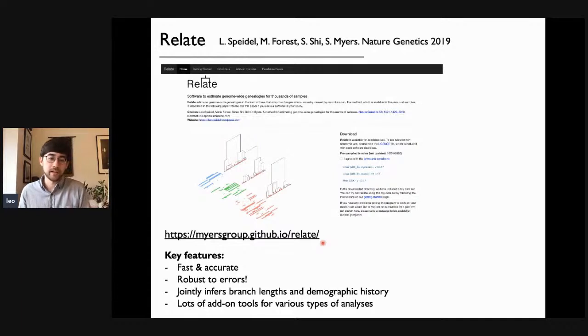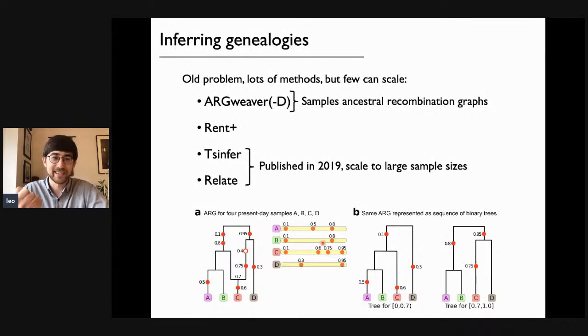And then the fourth point is that there are lots of add-on tools for various types of analyses. So that's really what I'm going to focus on today. This is not just specific to Relate. Other methods also have quite nice tools. And what is somewhat important to say is that to a large extent, these methods are interchangeable. There are nuances and differences between the methods, but at least the key ideas about what type of information is encoded in these trees and how we get to this information is shared across these methods.